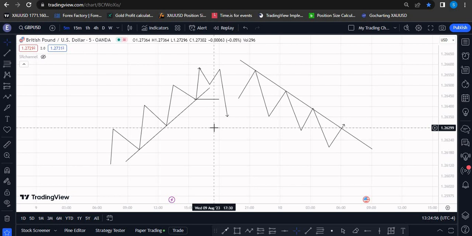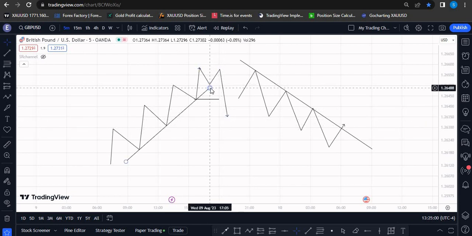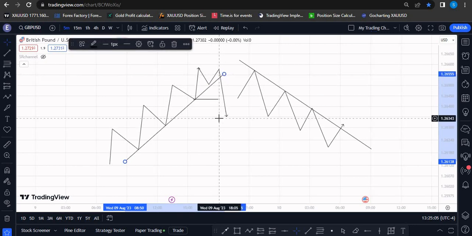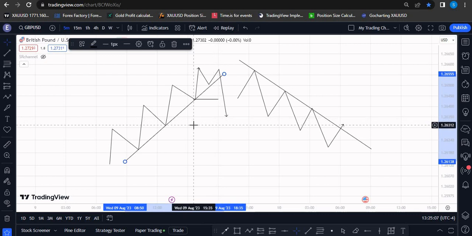This indicates that the uptrend has been broken. You can see if you draw a trend line, it's right there. The trend line has been broken, which means that the market is going to change to the downside.